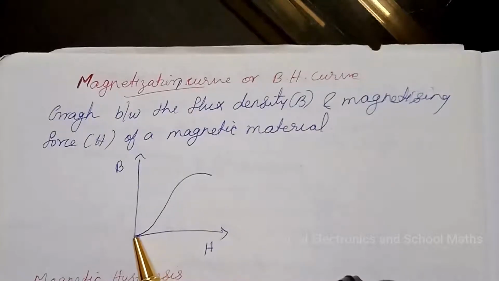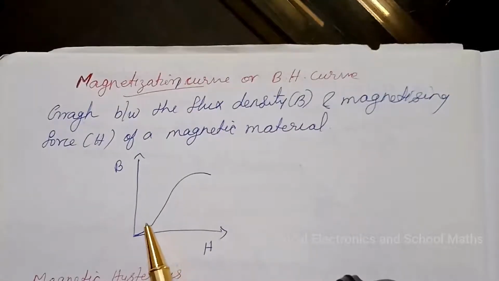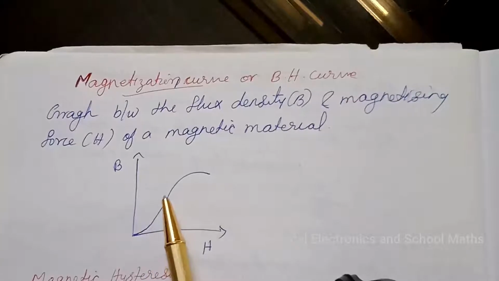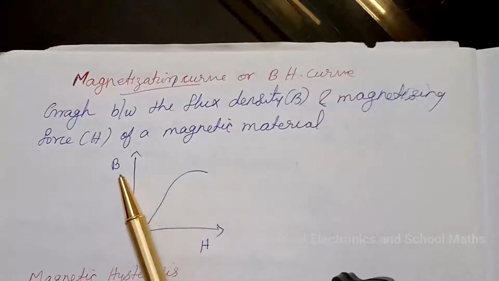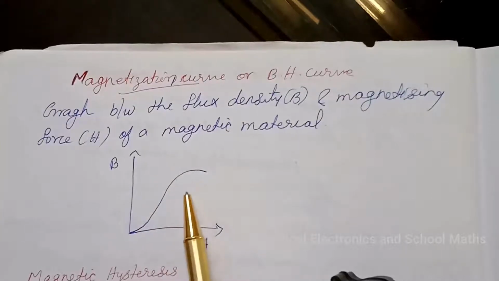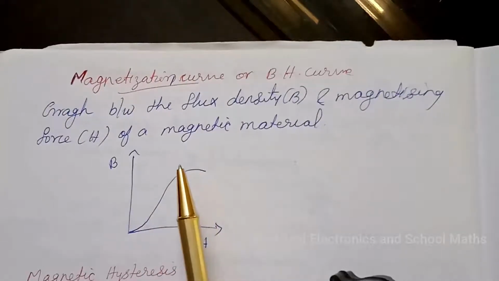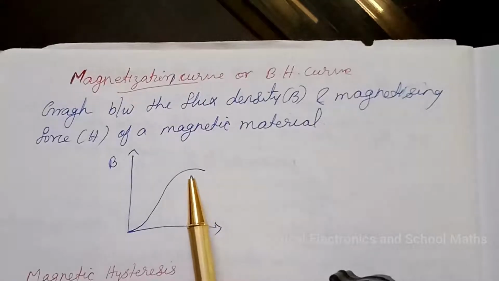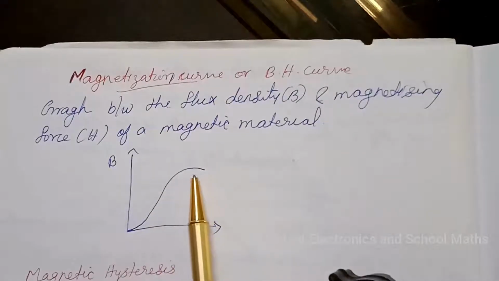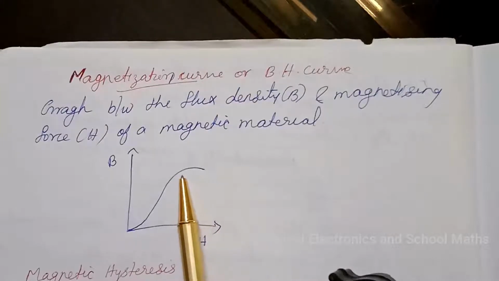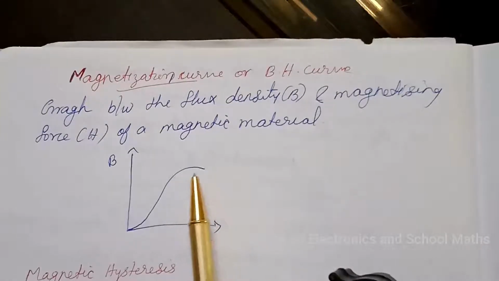Initially, the flux density B increases rapidly with the magnetizing force H up to a certain point. Then the rate of increase of flux density becomes very low and finally reaches a steady state value, that is, saturation of the material takes place.